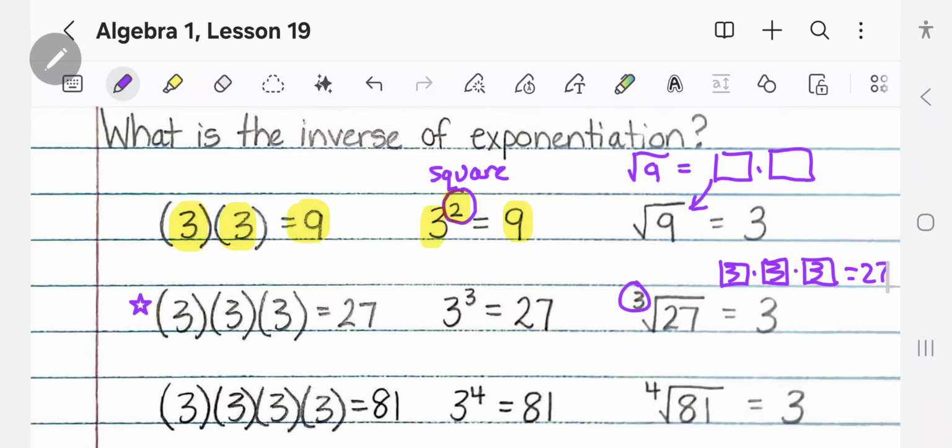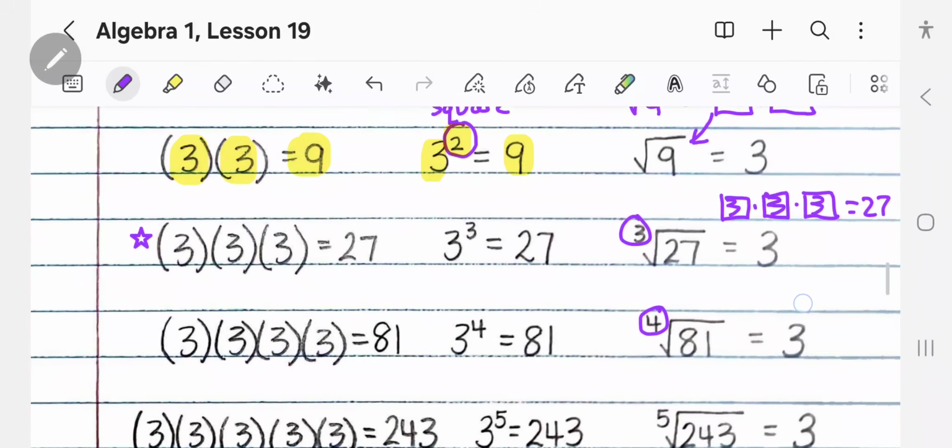Then we have 3 times 3 times 3 times 3, which is 81. 3 to the 4th is 81. The 4th root of 81 is 3. See how we're just going back and forth, okay?